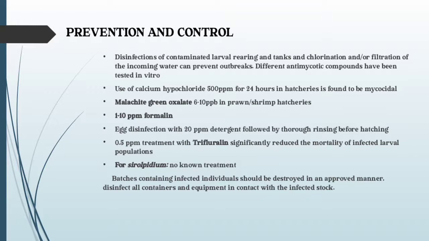Different antimycotic compounds have been tested in vitro. Use of calcium hypochlorite at 500 ppm for 24 hours in hatcheries is found to be mycocidal. Malachite green oxalate at 6 to 10 ppb in prawn or shrimp hatcheries. 1 to 10 ppm formalin. Egg disinfection with 20 ppm detergent followed by rinsing before hatching. For Sirolpidium, no known treatment.